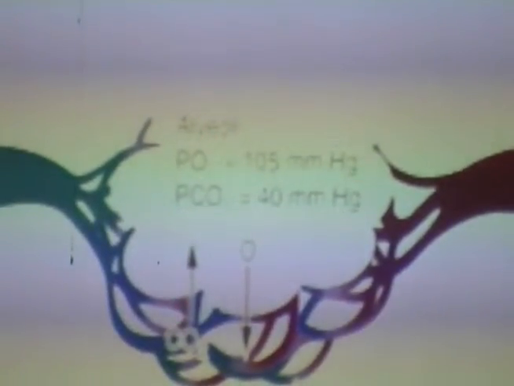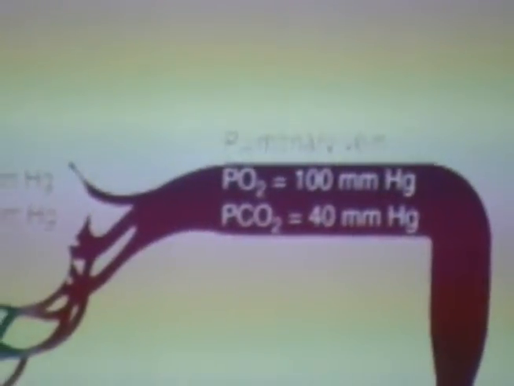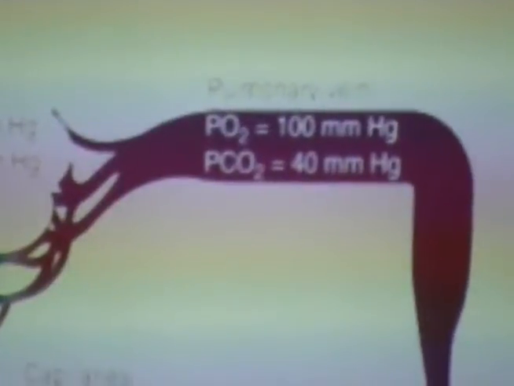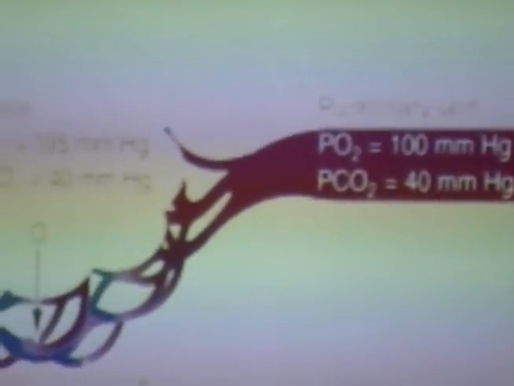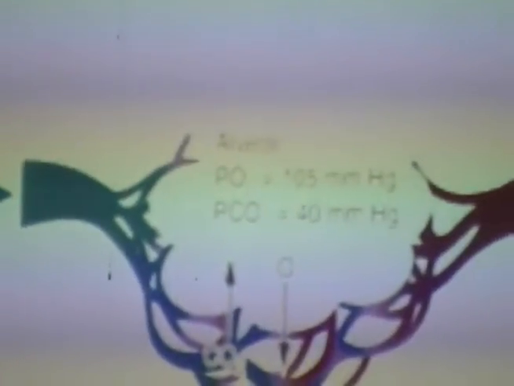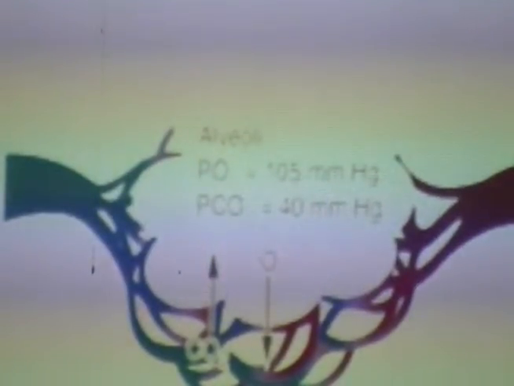So 159 in the atmosphere, the pressure of oxygen in the lungs is about 105. So we have a gradient there. That means we can absorb oxygen, we can move oxygen from the atmosphere into the lungs.